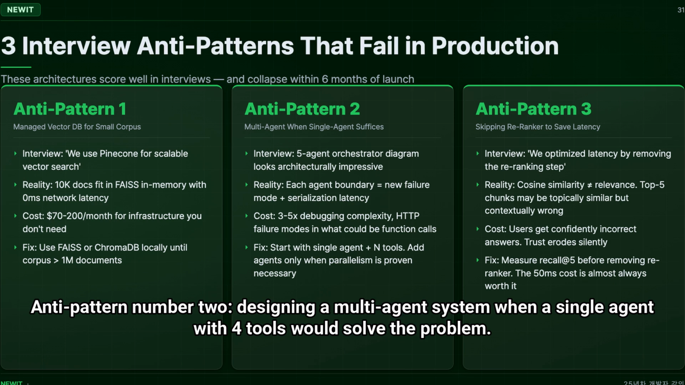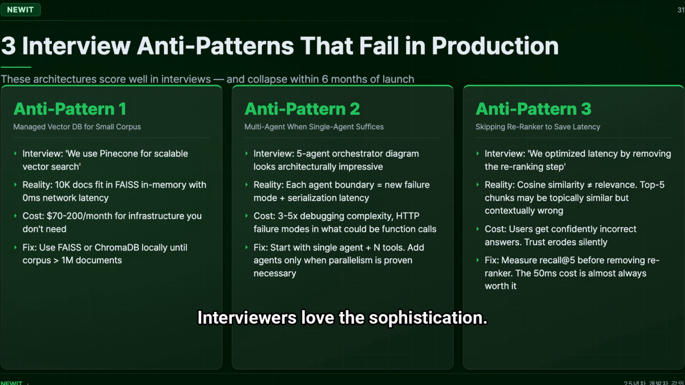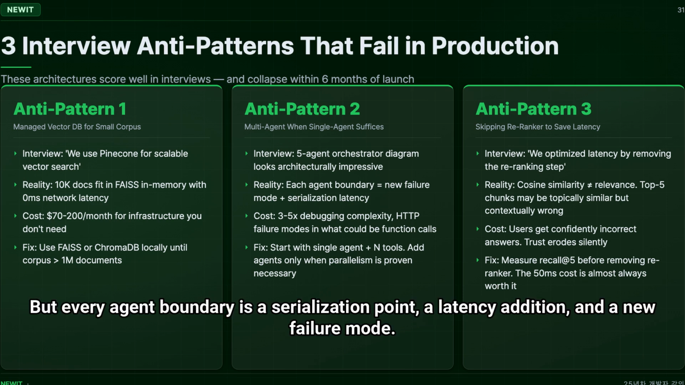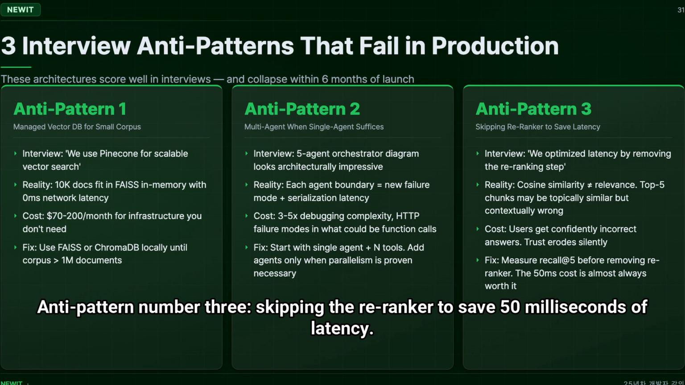Anti-pattern number 2. Designing a multi-agent system when a single agent with 4 tools would solve the problem. Candidates draw beautiful orchestrator-worker diagrams with 5 specialized agents. Interviewers love the sophistication, but every agent boundary is a serialization point, a latency addition, and a new failure mode. If your agents communicate over HTTP, you have just introduced distributed systems failure modes into what could have been a simple function call chain.